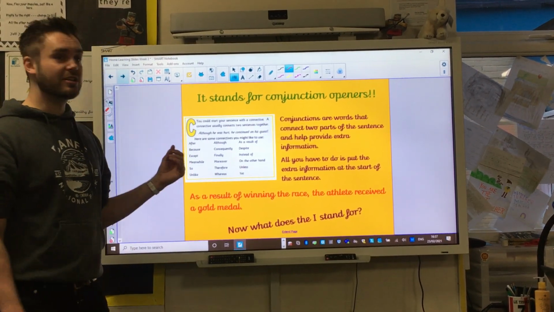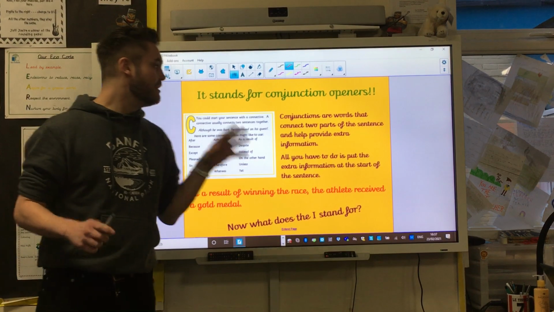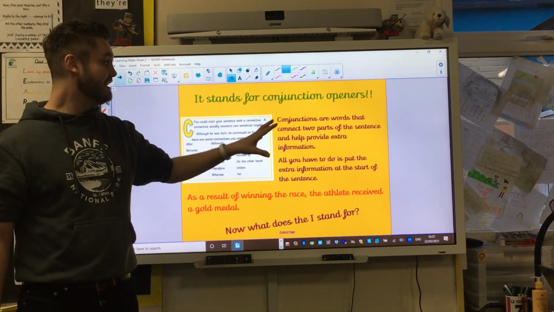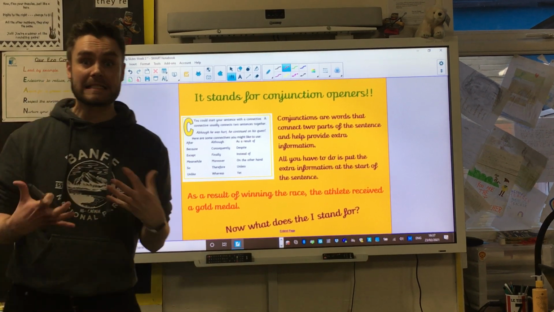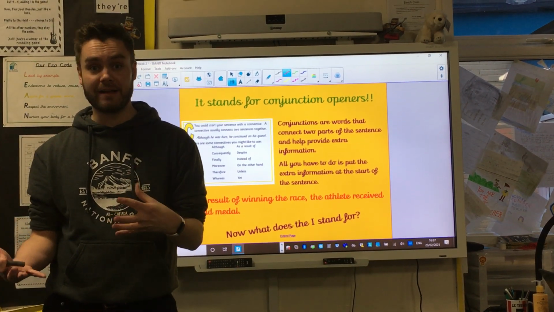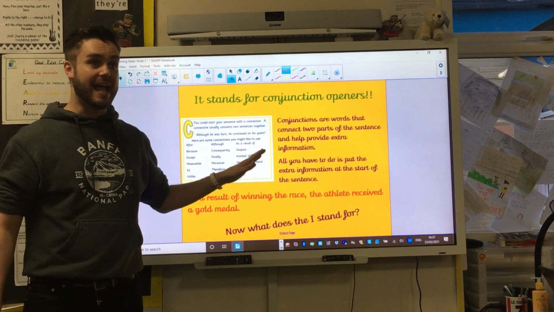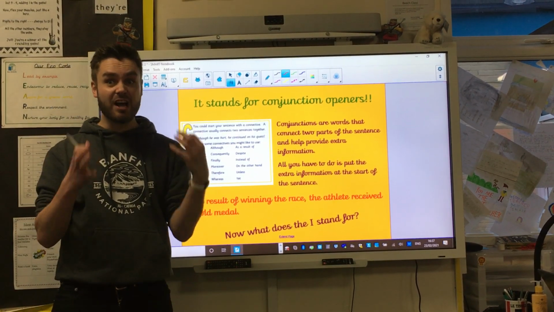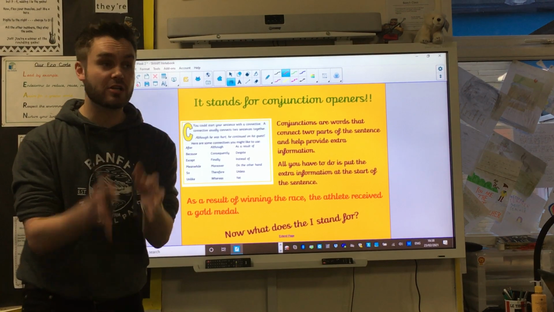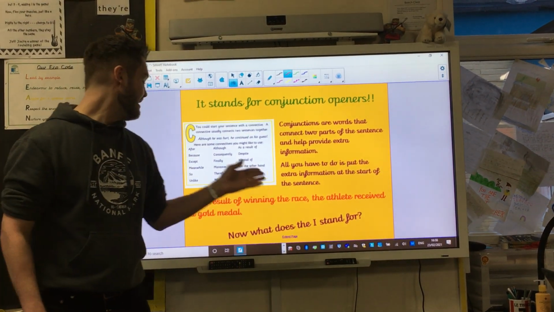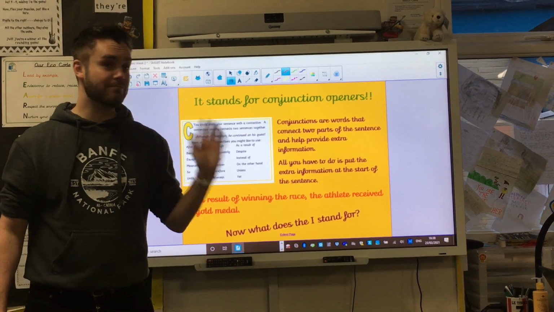C is for conjunctions. Now we looked at this a little bit last term. Conjunctions are words that connect two parts of the sentence together. And again, they're helping to provide a little bit more information to what you're writing about. So all you have to do is put the extra information at the start of the sentence with the conjunction coming first. For instance, as a result of winning the race, the athlete received a gold medal.